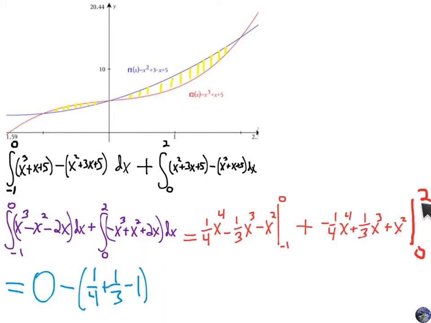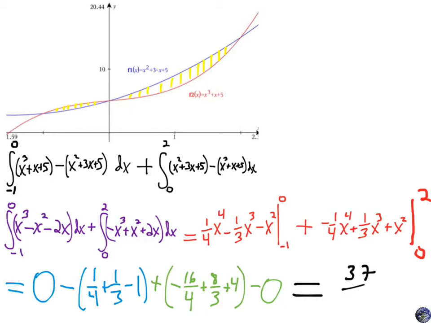So with the second sticking, first we plug in 2, subtract what we get when we plug in 0, and we plug in 2, so negative 16/4 plus 8/3 plus 4, and then again when we plug in 0 you're just going to get 0 in the end. And now I would actually just recommend doing this on a calculator rather than risking making a mistake, but when I do it I believe we get 37/12. So that is the area between the two curves, these two yellow parts. And that's it. That's how you do that kind of area between two curves problem.